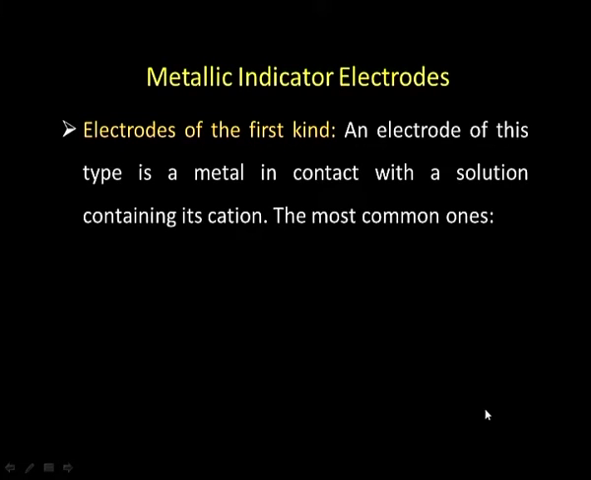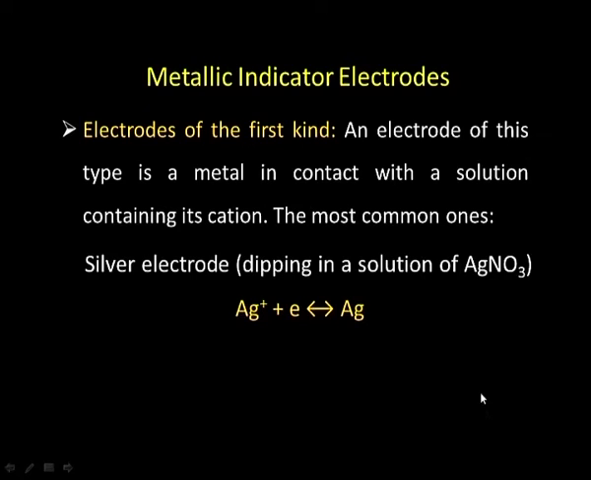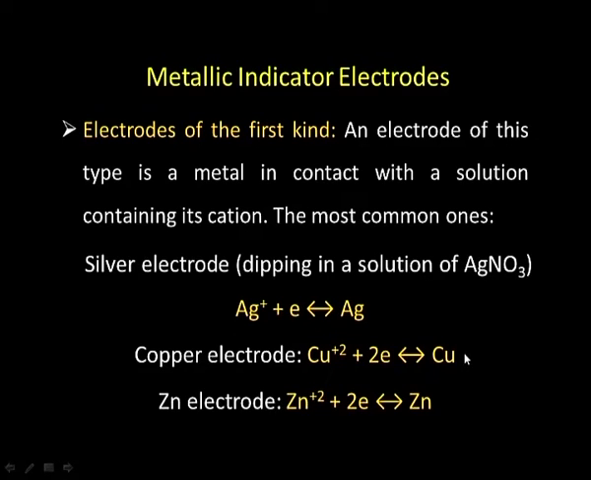Electrodes of the first kind: an electrode of this type is a metal in contact with a solution containing its cation. The most common ones are silver dipping in a solution of silver nitrate. Here, silver ions take an electron to give metallic silver. Similarly, for the copper electrode, Cu2+ takes 2 electrons to give copper. For the zinc electrode, zinc 2+ takes 2 electrons to give zinc.